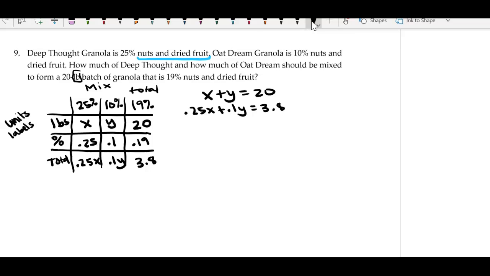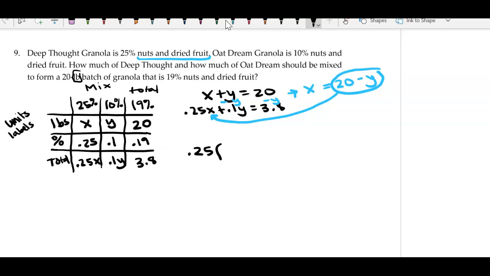From here, you can choose to solve it by substitution or elimination. It's pretty easy to get the x or the y by itself. I could get the x by itself by subtracting the y over, so that would give me x equals 20 minus y. A lot of people might think to do substitution. So we'll take that 20 minus y and put it in place of x here. So 0.25 parenthesis 20 minus y plus 0.1y equals 3.8.